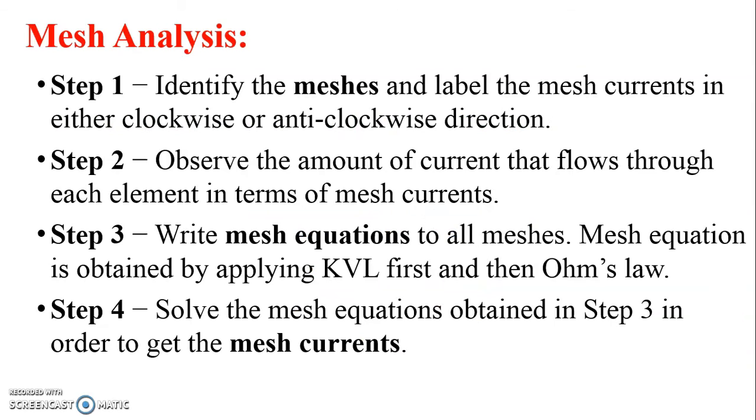Next we are going to see mesh analysis. These are the steps which we have to follow for mesh analysis. Step 1 is to identify the meshes and label the mesh currents in either clockwise or anti-clockwise direction. Step 2 is to observe the amount of current that flows through each element in terms of mesh current. Step 3 is to write the mesh equation and step 4 is to solve the mesh equation by using a calculator or normal solving method.